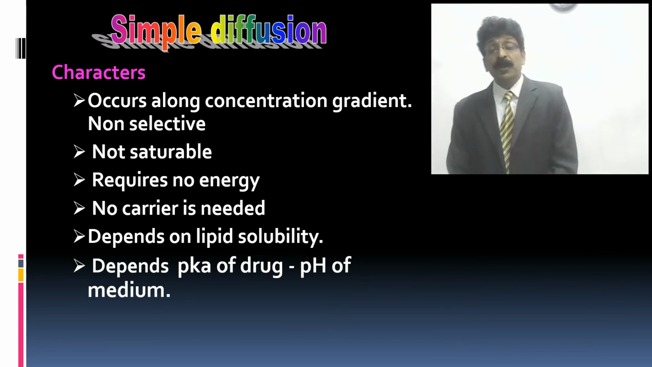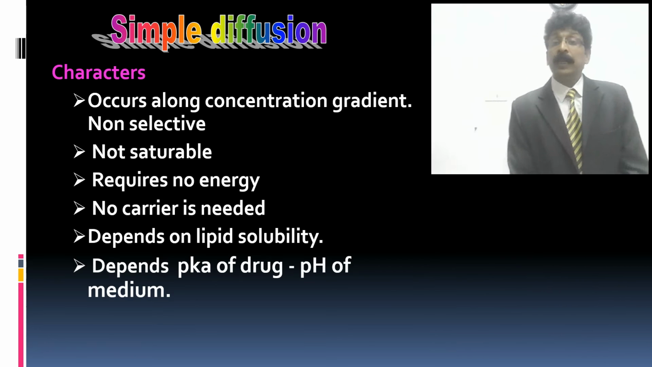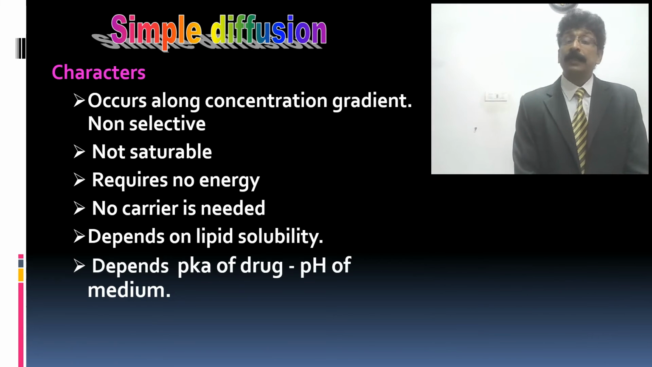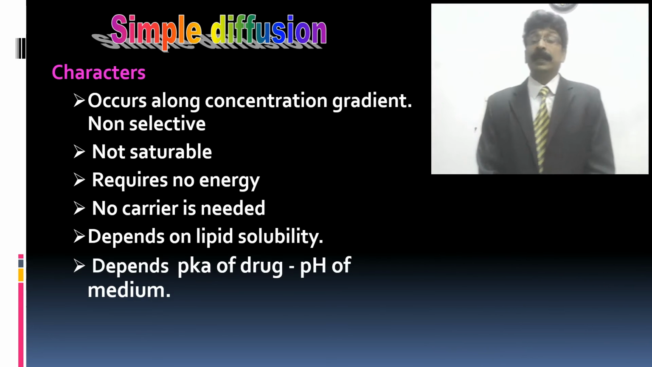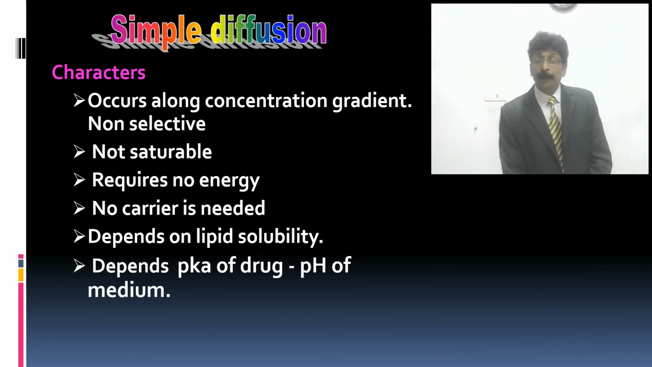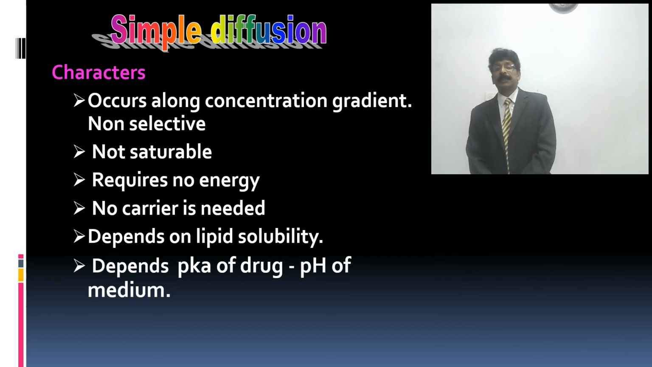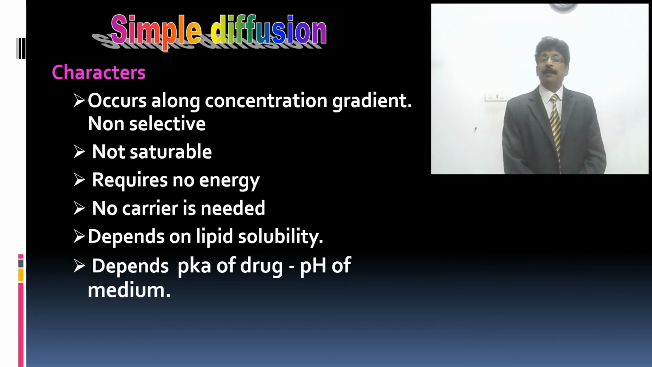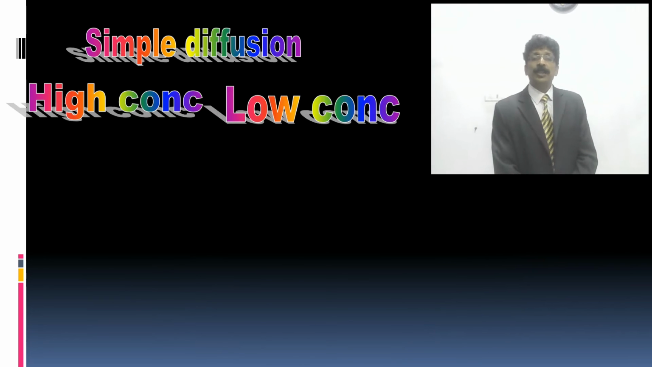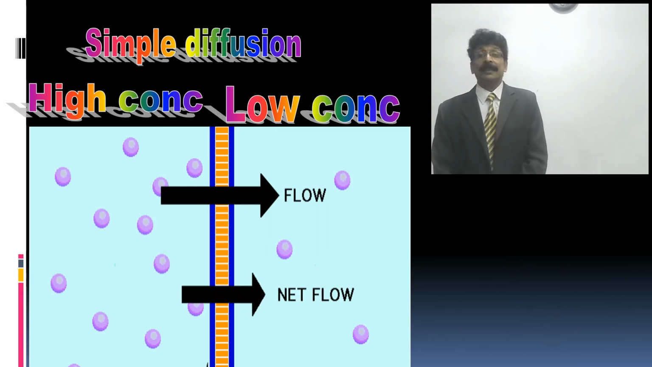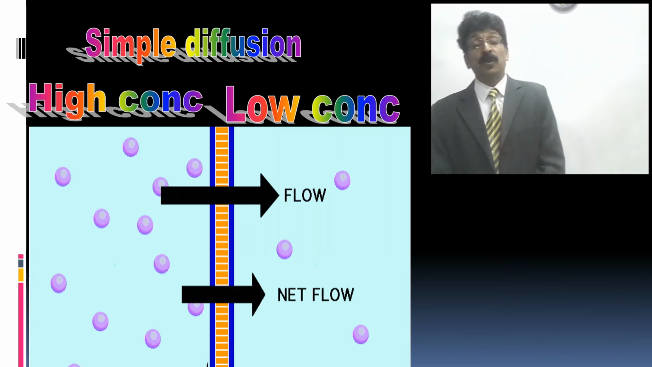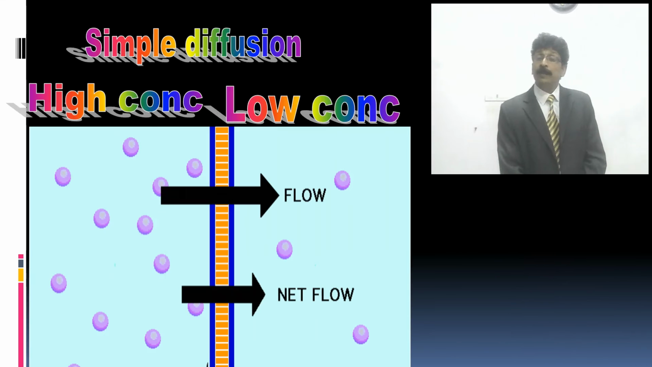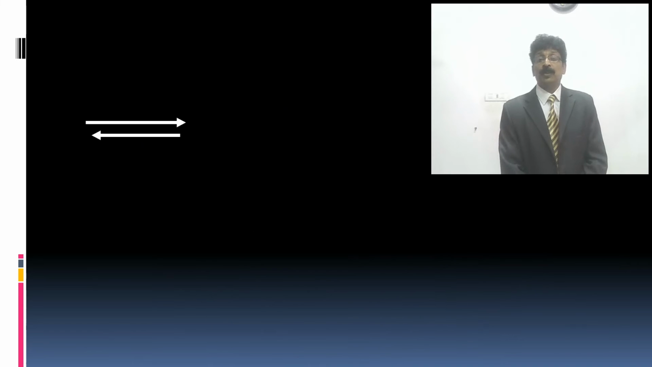pH means the negative logarithm of the hydrogen ion concentration, and pKa is similarly logarithmic, the pH where ionic and non-ionic forms are in equilibrium. That's how pKa is determined. You can see simple diffusion goes from high concentration to low concentration. How? Without any energy, they move from high concentration to low concentration. The net flow can be seen in this picture, as shown for your understanding.